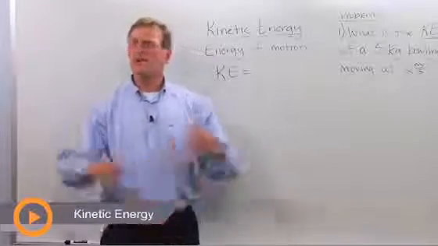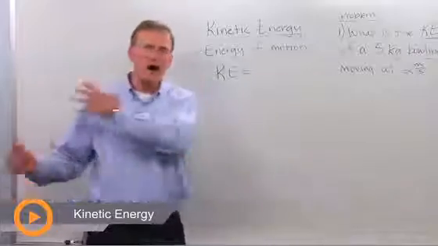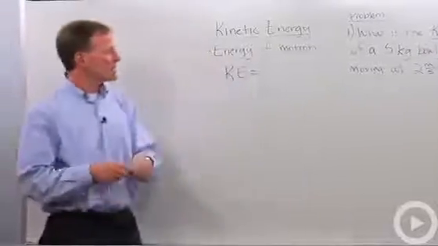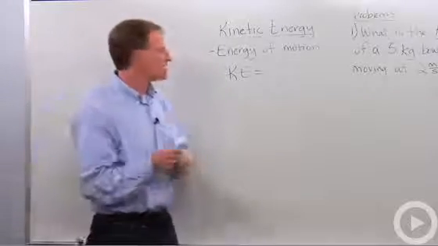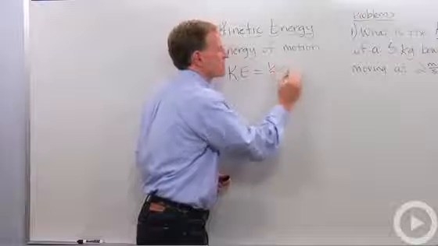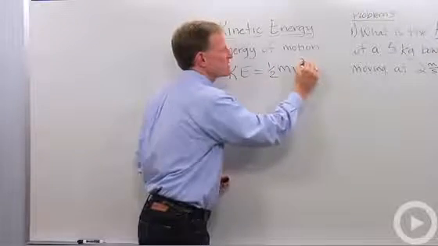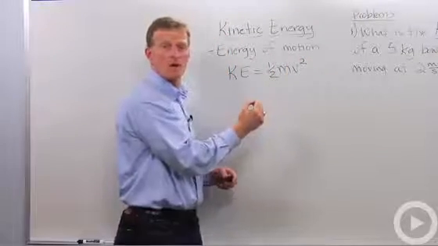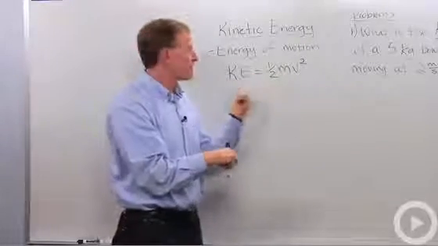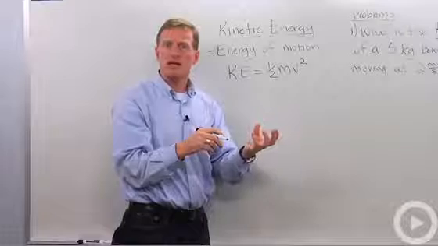Kinetic energy is the energy of motion. So any moving objects have kinetic energy. The formula we use for kinetic energy is 1/2 times the mass of the object times the velocity of the object squared. So if you can remember 1/2 mv squared, that is the kinetic energy an object has at any time.